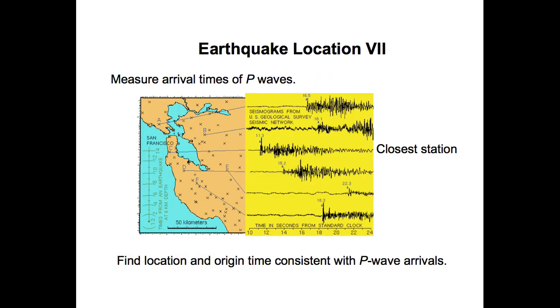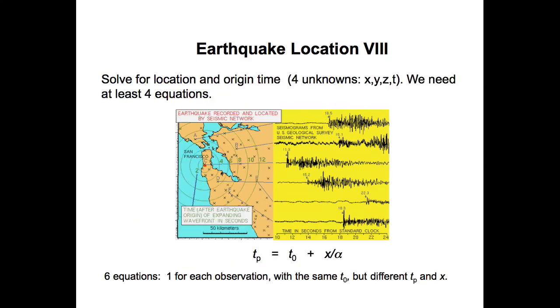So here's an example from the Bay Area. This is an earthquake recorded by the USGS seismographic network. And you can see, here are seismic traces. You can very clearly see when the P wave arrives. The time is indicated on each of the traces, and the line points to where the station is. So we could find a location and origin time consistent with all these P wave arrivals.